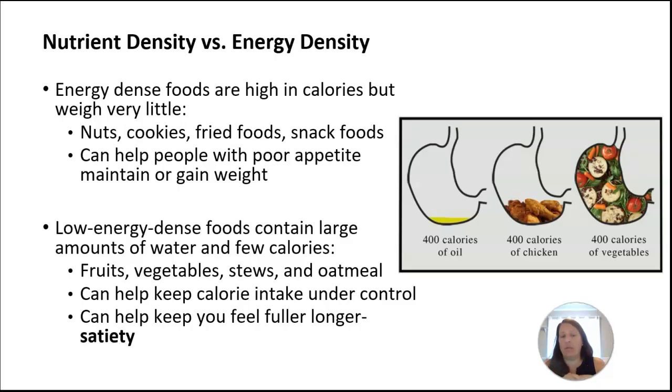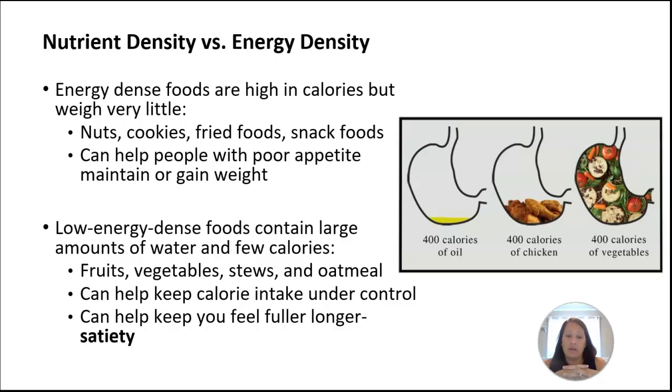On the flip side, we've got low energy dense foods. They tend to contain a large amount of water and therefore fewer calories. They will weigh more because of that water. Examples of low energy dense foods are things like fruits, vegetables, stews, oatmeal. These types of foods can help keep calorie intake under control. You can eat a whole lot more of them for the same amount of calories than you can for energy dense foods. With energy dense foods, you have to really watch the serving size because there's a lot of calories in just a very small amount.